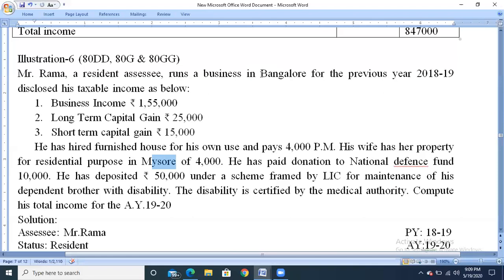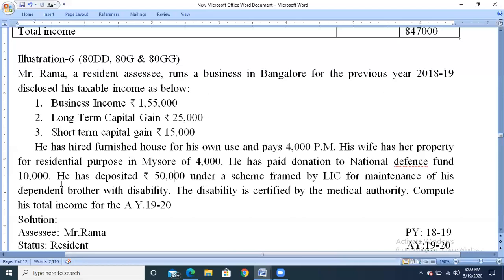List of the following will be taken. So we'll go to calculate. Next, paid donation to National Defense Fund, rupees 10,000. So the section 80G has been classified into 4 categories.